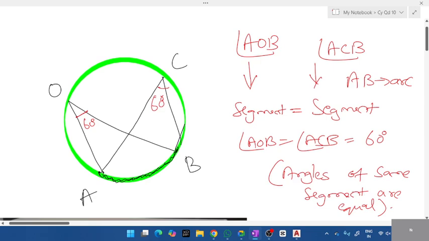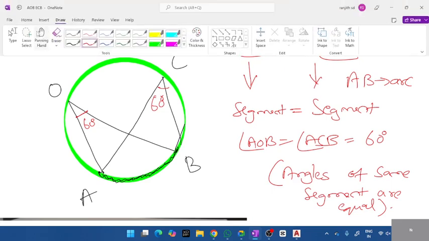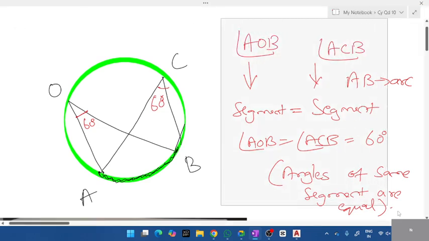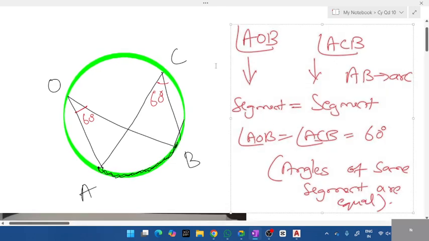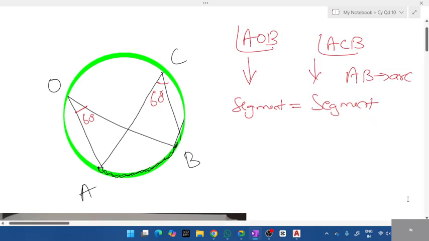Only if the base is same, students. Only if the base, that is arc, should be same. AB is same here. This is second theorem. Angles of same segment. You should remember like this: segment and segment will be equal, and both are formed on the circumference, not on the center. So circumference angle is equal to circumference angle.